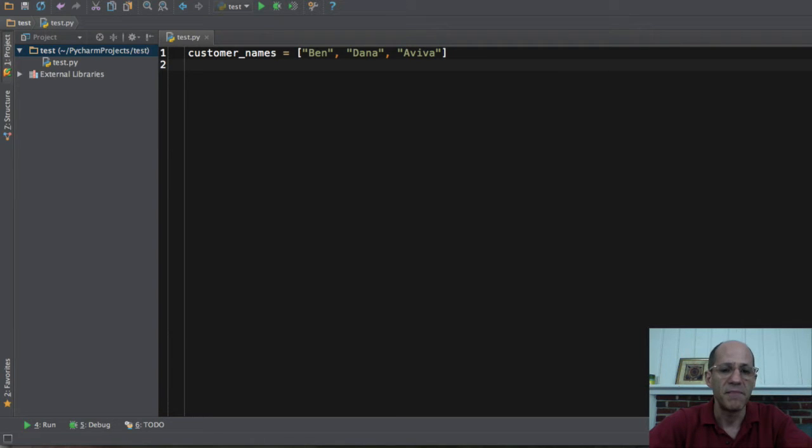And maybe they have different balances for each account. Balances, actually I guess we want to start with the account, so maybe we have accounts. And wait a second, now we already are going to have a trickiness because each customer needs a list of accounts, so I guess we're going to have a list of lists. So the first person, Ben, can have a list which has a checking account and a savings account. And maybe Dana has a list which only has one thing, which is a savings account, and maybe Aviva, who is younger, doesn't have any bank account at all.